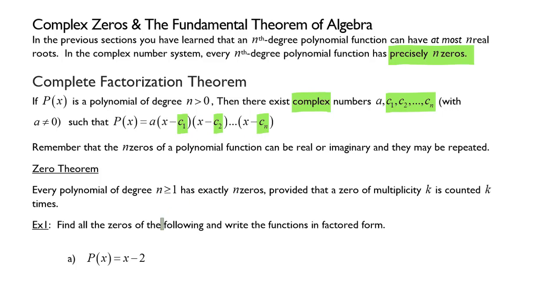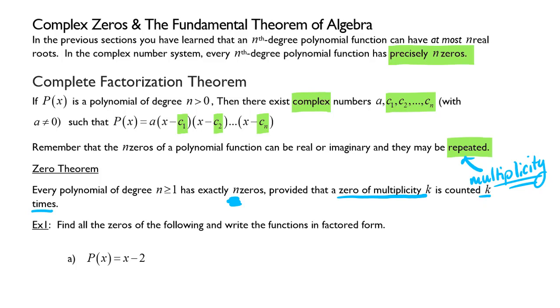Remember that the n zeros of a polynomial function can be real or imaginary, and they may be repeated, because of the multiplicity. So we'll just make a note here: multiplicity. Every polynomial of degree n greater than or equal to 1 has exactly n zeros, provided that a zero of multiplicity k is counted k times. Find all the zeros of the following and write the function in factored form.